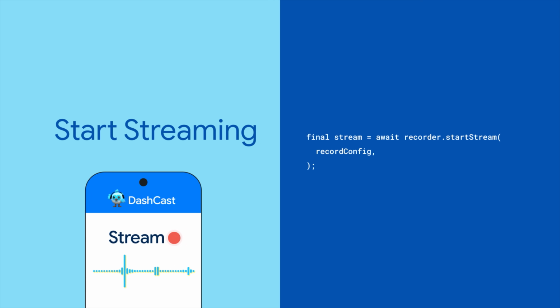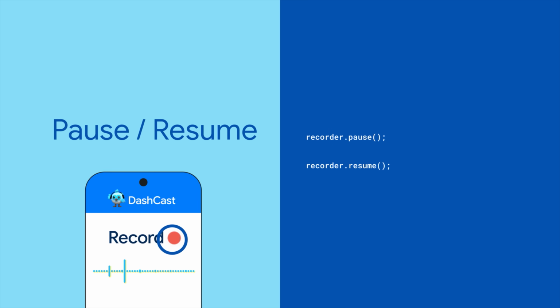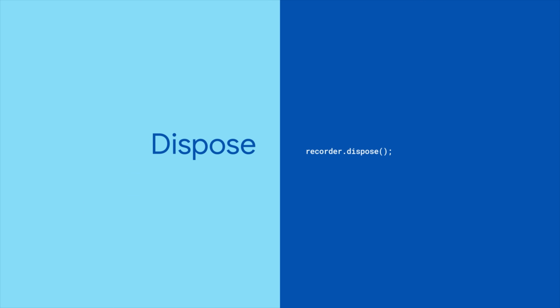Streaming audio is pretty similar. Use the startStream method and provide the record config. The pause and resume methods are there for you to, well, pause and resume a recording. When you're done recording, call stop. Finally, when you're done, remember to dispose of the recorder.